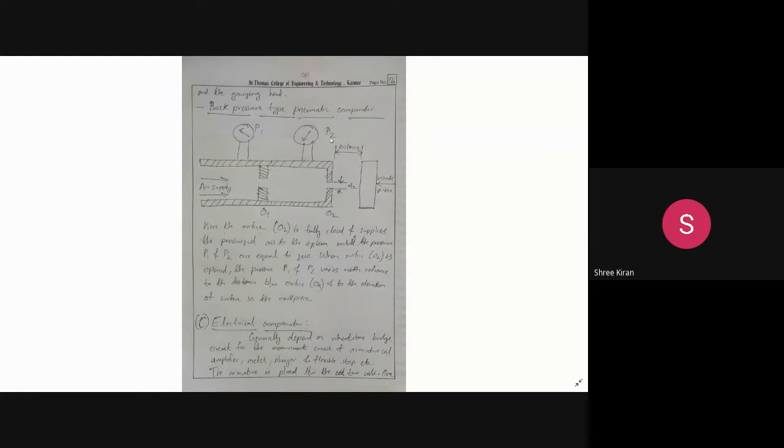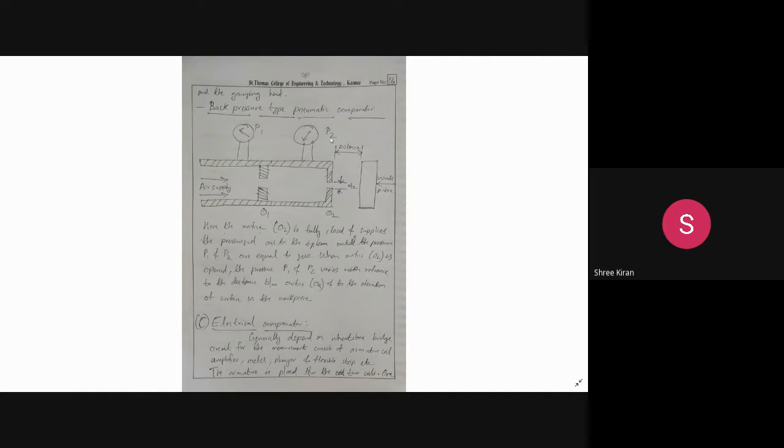In this comparator, we can get a high magnification range with direct current supplied. The arrangement of the electrical comparator is shown. It consists of an armature, coils, amplifier, meter, plunger, and flexible strip. The armature is placed between the two coils, where one end of the armature and the plunger is supported and the other end is connected to the flexible strip.